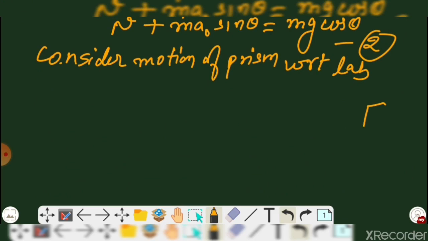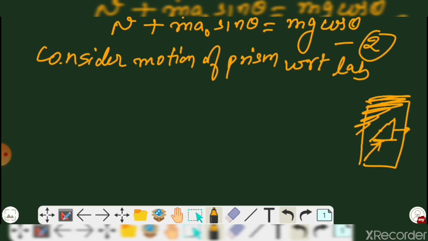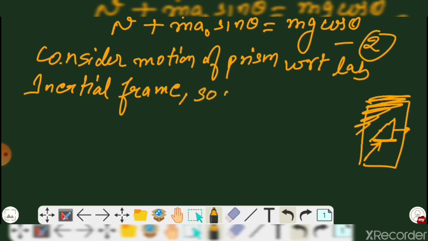How? When we are considering this lab and this prism, the prism is moving in a backward direction, and it is written here. The frame of reference is stationary, and with respect to it we see that the prism is moving. Inertial frame is considered, so obviously the prism will be displaced from its position when an external force is applied. Since it is an inertial frame, no pseudo force will be considered here.